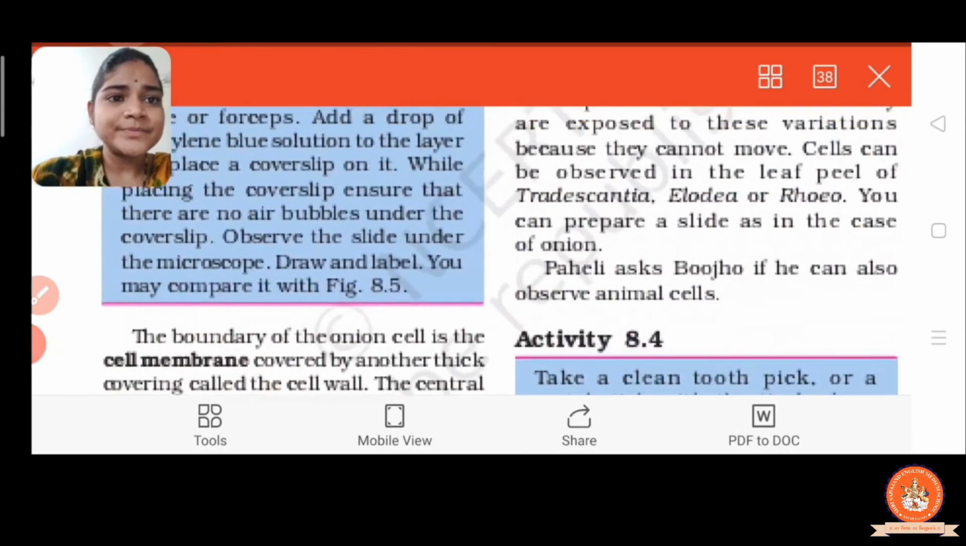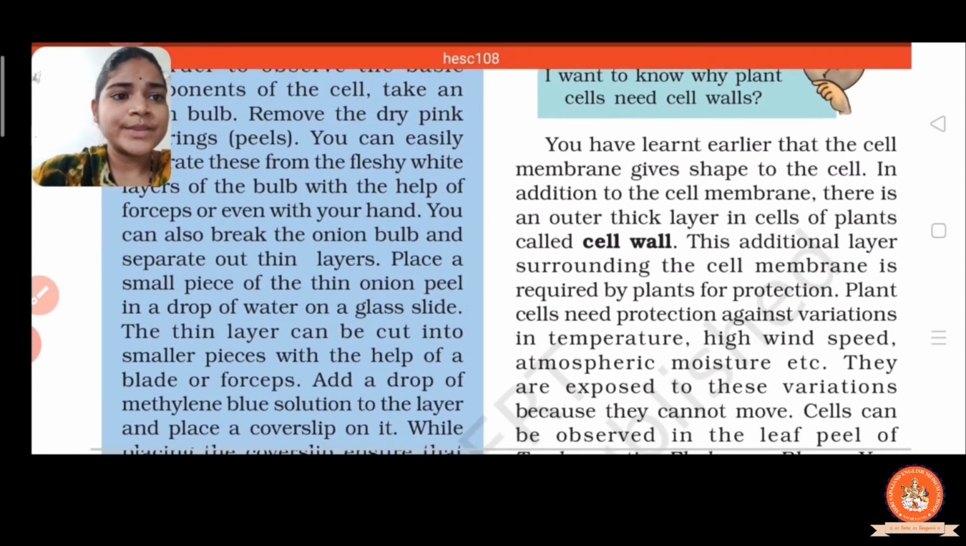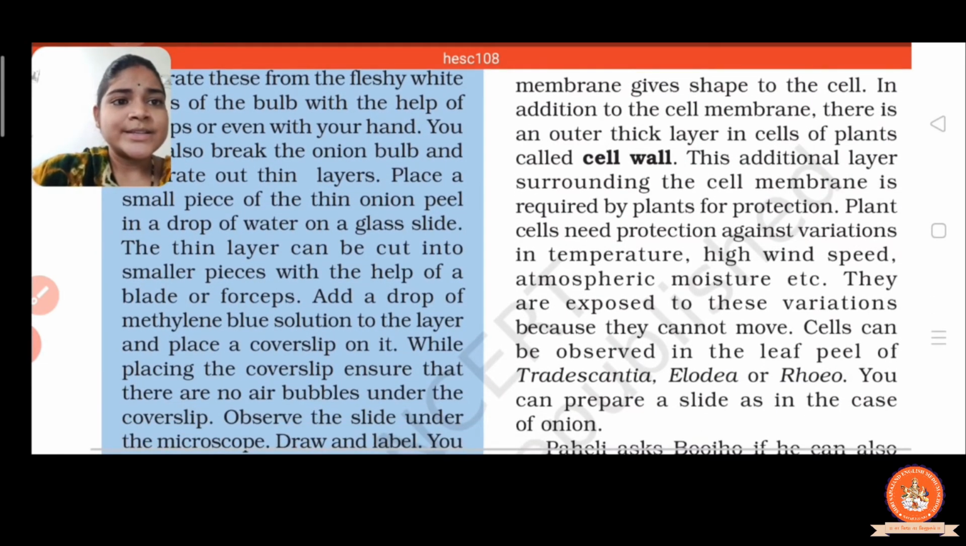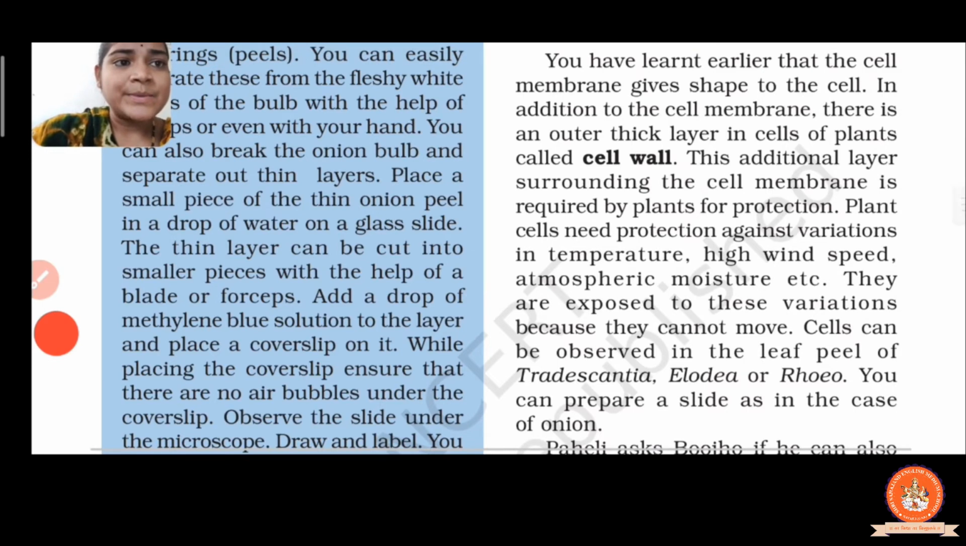Again back to our topic, the cell wall. The plant cell has a cell wall, but in the animal cell the cell wall is absent, only the cell membrane is there. So this additional layer surrounding the cell membrane is required by the plant for protection. So the additional layer in the plant cell provides protection to the plant cell.